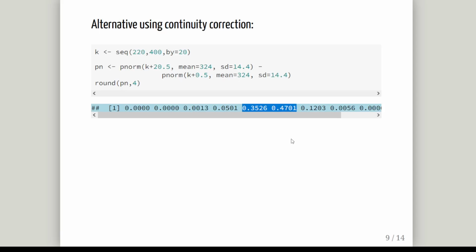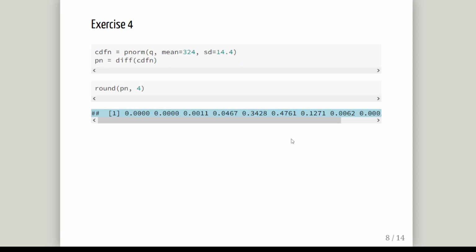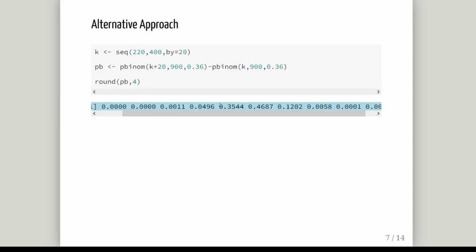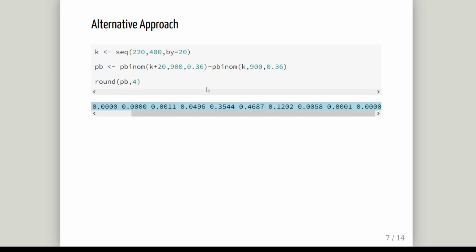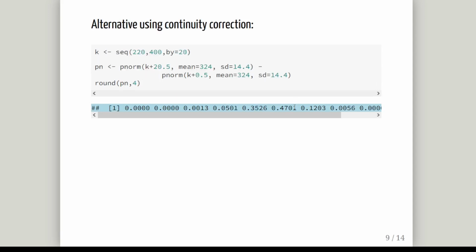This is what we get if we apply the continuity correction: 0.3526 and 0.4701. Very good. That's the binomial, and that's the normal approximation of it. Okay, let's just see how good they are for the other ones: 0.0496 and 0.1202. That's the binomial. And the approximation is 0.051 and 0.1203.